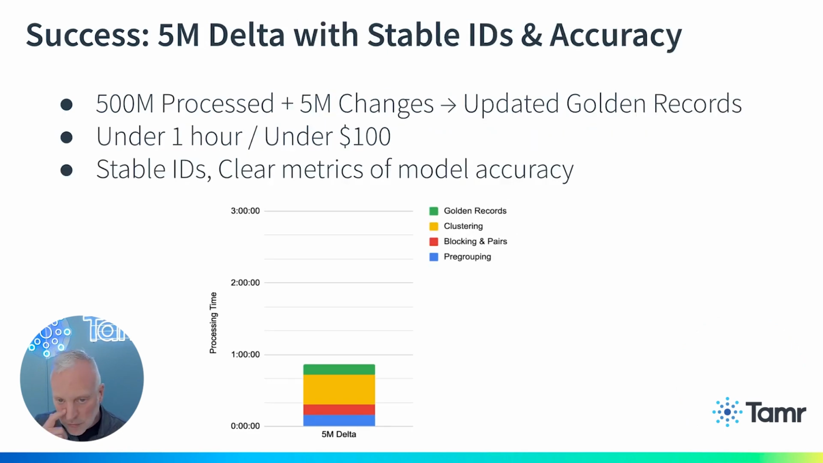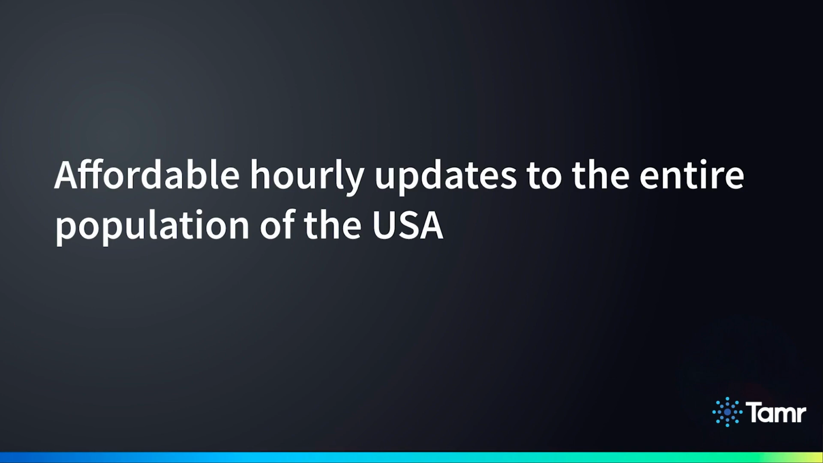What's more, we can take a 1% change, a 5 million record delta that includes added records, deleted records, and modified records, and run that 5 million record change, that delta, against the 500 million records that are already processed in under 1 hour and under $100 on that same compute infrastructure. And we can do that with stable IDs and clear metrics of model accuracy. In short, you can have affordable hourly updates to the entire population of the United States with stable IDs and clear metrics on quality.